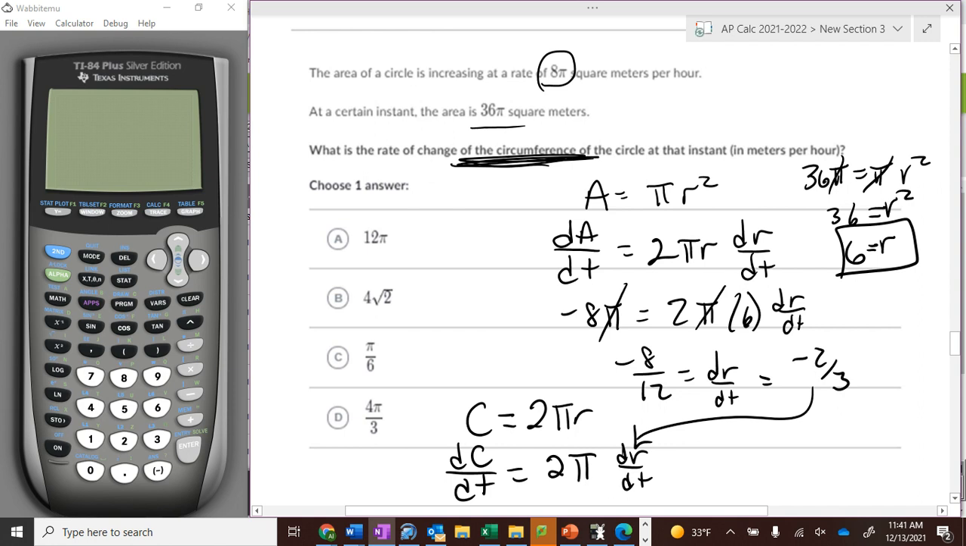Oh, it's increasing, not decreasing. That's where it was wrong. So it's 4 pi over 3.